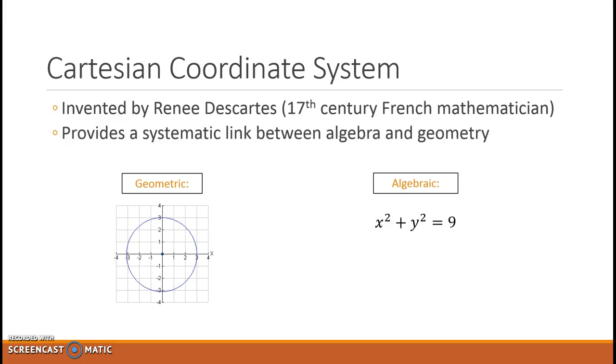And its importance is really that it provides a link between algebra and geometry. So it's a really, really powerful tool. You can see this example here, a geometric representation of a circle on the coordinate plane. And then the algebraic representation of that circle is this equation, x squared plus y squared equals 9. So a lot of connections between algebra and geometry can be made using a coordinate system.